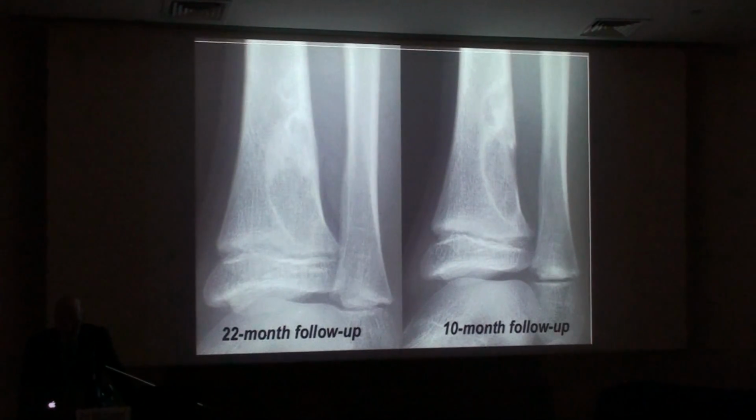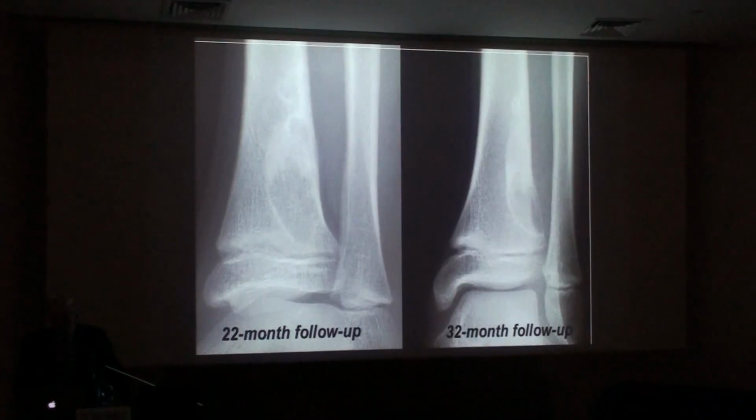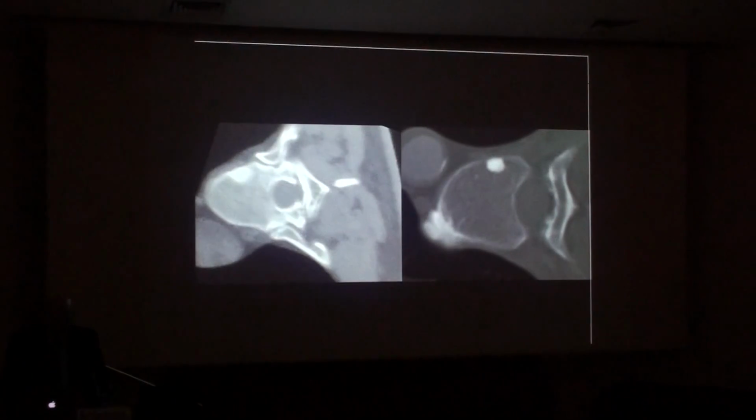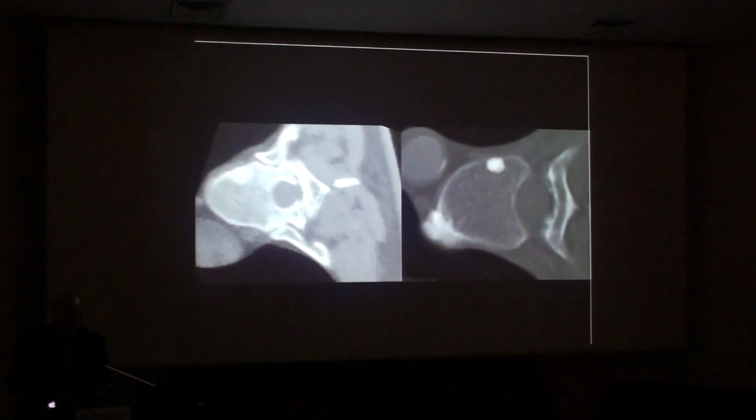As it heals, and you can start to see, although they didn't follow him past 32 months, you can really see that lobulated contour and the sclerosis from the distal aspect of the lesion, highly characteristic of the pattern of sclerosis with this disease process. And of course, what we worry about is the blastic metastasis.